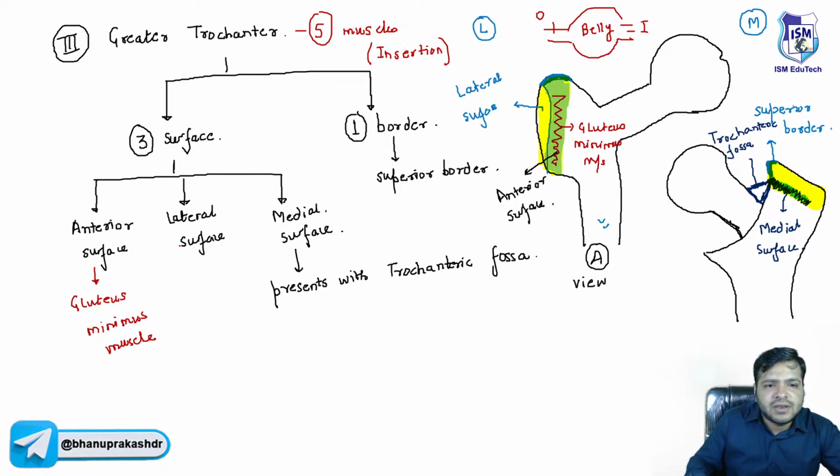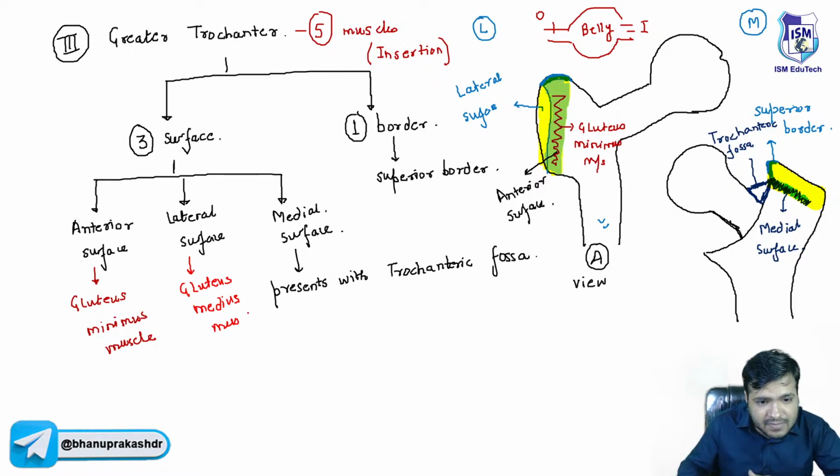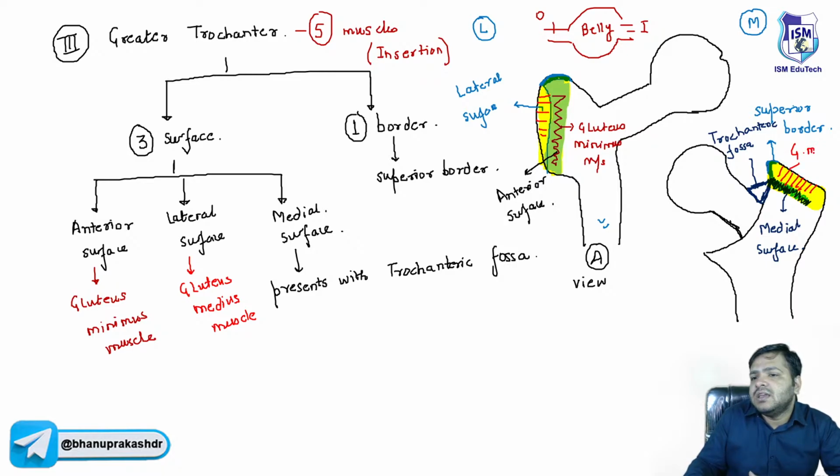On the lateral surface, remember, another muscle is attached over here, and that is called the gluteus medius muscle. Look, this is the gluteus medius muscle. So on the lateral side you have one muscle attached over here, and that is the gluteus medius.